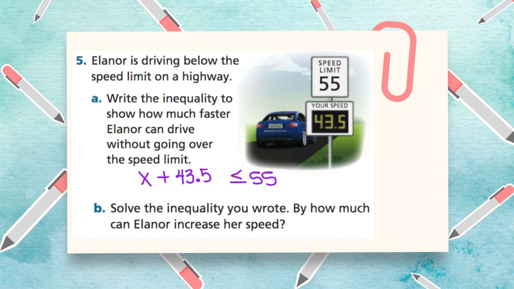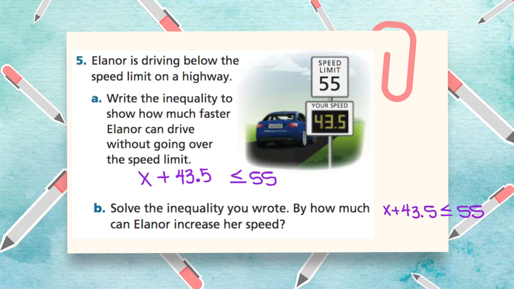That's so weird. Okay. So our inequality, you've got Eleanor's speed of 43.5. She can increase it by some amount, but she must remain less than or equal to the 55 speed limit. That's what our inequality is. Now you have to solve it. So x plus 43.5 is less than or equal to 55.